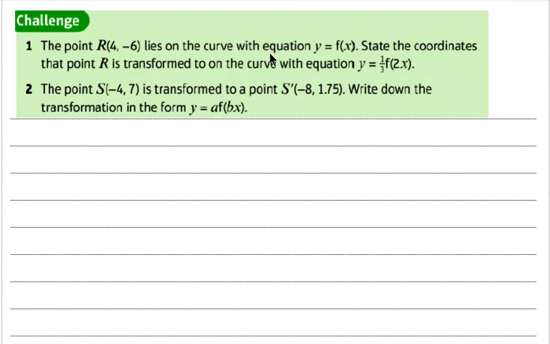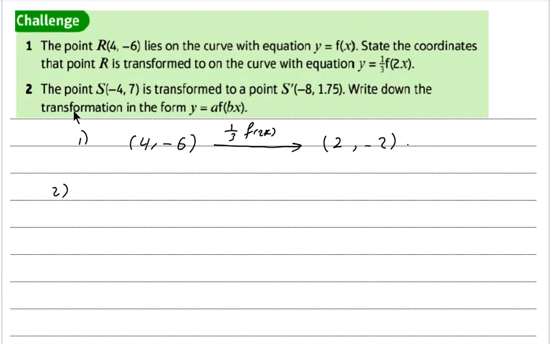The point R, 4 and negative 6, lies on the curve with the equation y equals f of x. State the coordinates of point R after the transformation y equals 1/3 f of 2x. Okay, in general here we can describe the problem as follows. We have here 4 and negative 6, and we have the following transformation: 1/3 f of 2x. Okay, the y coordinate should be multiplied by 1/3, so negative 6 becomes negative 2. And for the x coordinate, it should be multiplied by 1 over 2, which is half. 4 times half is 2.